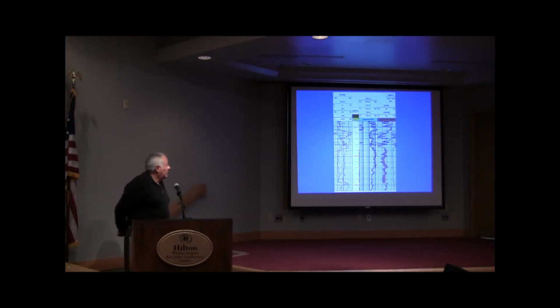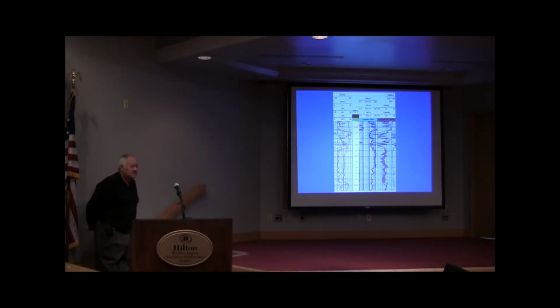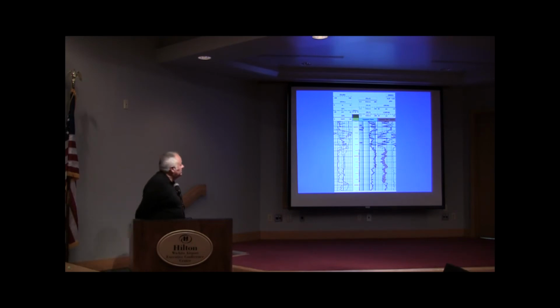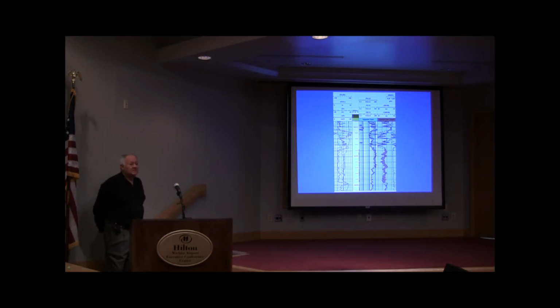So if we look at a suite of logs, and this is just like any log that you might run, except I've put them together, made a composite. This would be a dual induction with a compensated neutron compensated density curve on the right. And if I look at the zone, for instance, from 4440 down to TD, what kind of rock do you think that might be, since a lot of you have seen these?